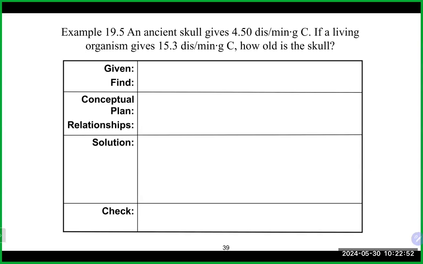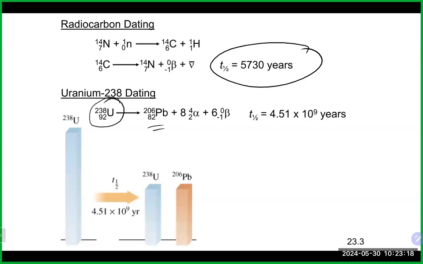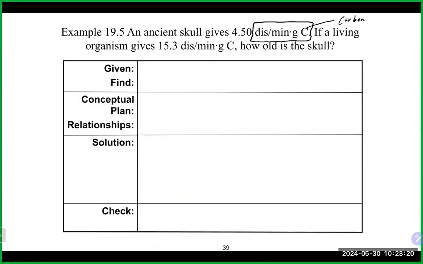An ancient skull gives 4.5, and this is actually a rate of radioactive decay, and that is disintegrations per minute. And that is actually per gram of carbon. So it's actually per gram of carbon. It's not Celsius or anything like that. And that's important because that's going to tell us that we actually want to use the half-life for carbon, as we see here, 5730. So we would use the 5730 years as the half-life here of carbon.